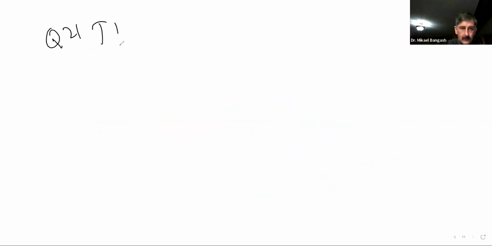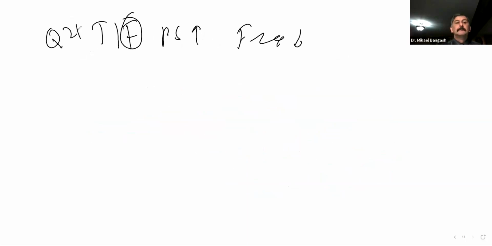Question 21. True and false. Does the propagation speed increase as the frequency decreases? That's false. Not because propagation speed and frequency are directly proportional, but mainly because these two have no relationship to one another.